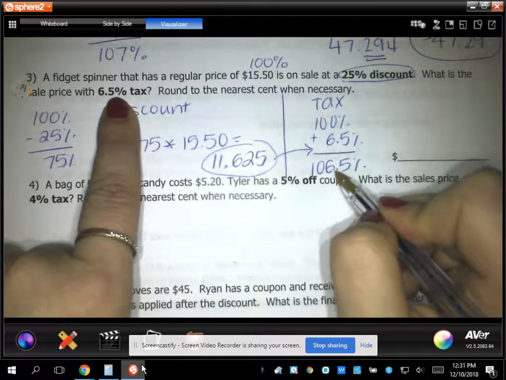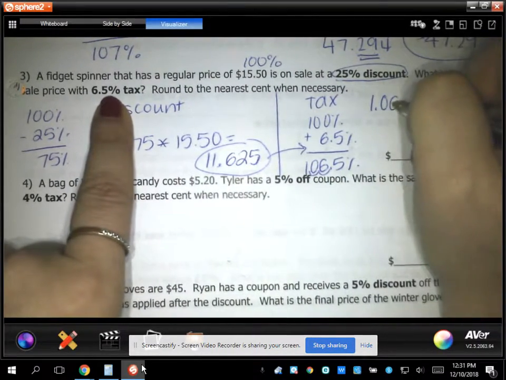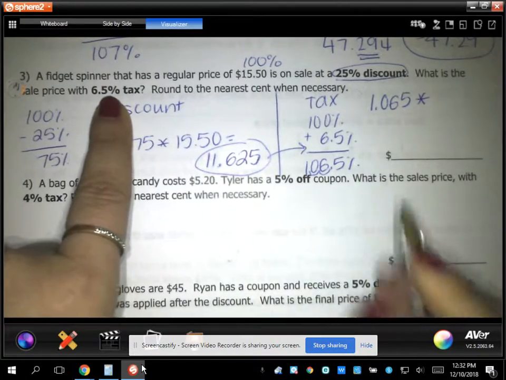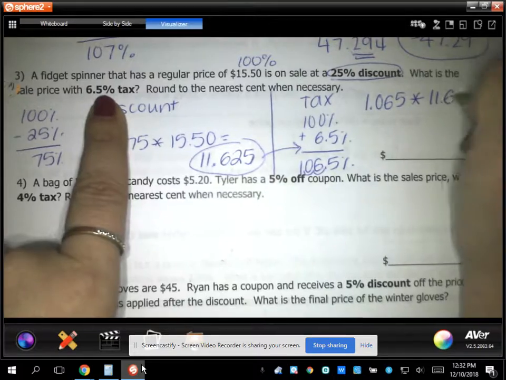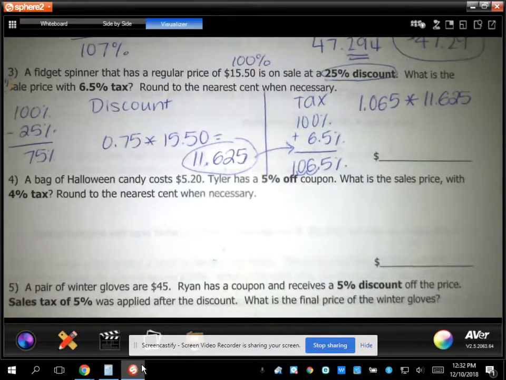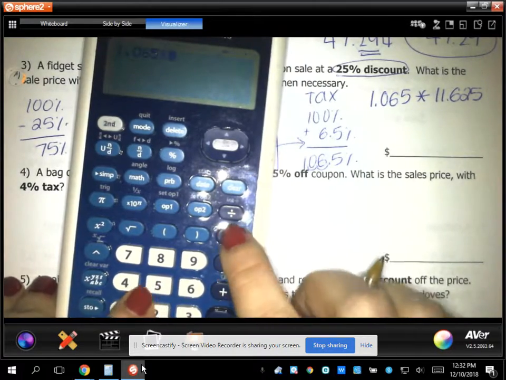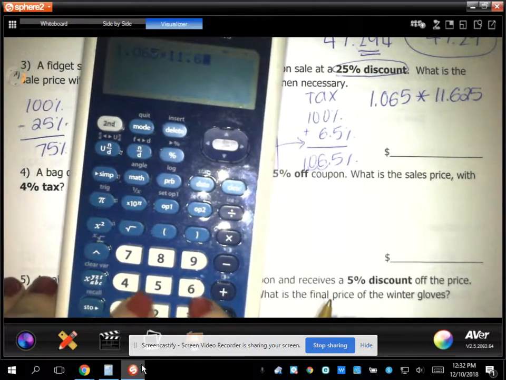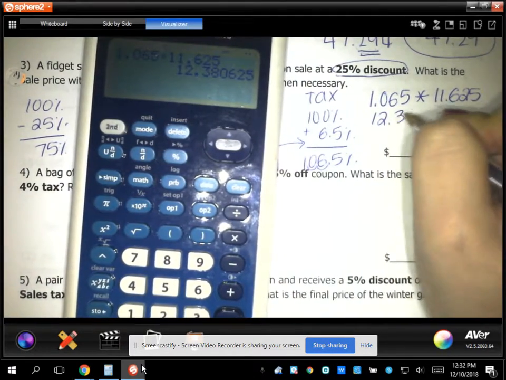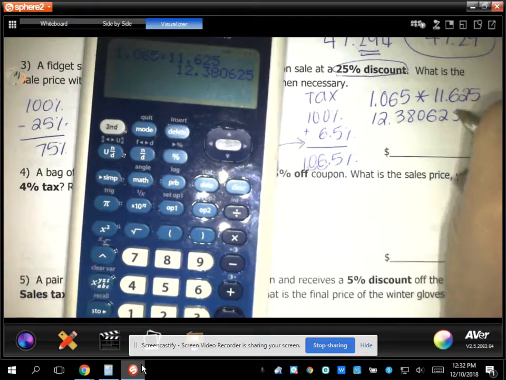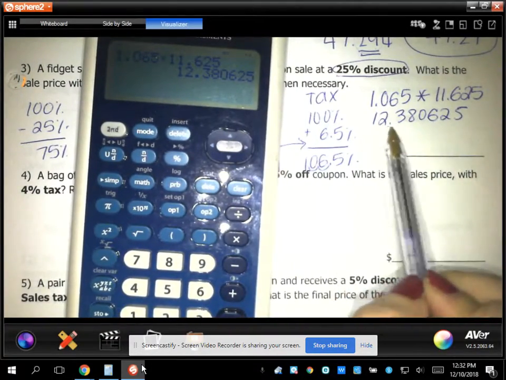106.5% as a decimal means I have to move over the decimal twice. So that's 1.065 times my sales price, $11.625. So 1.065 times 11.625, I'm going to get this number, 12.380625. Your calculator didn't cut this off. That's why I wrote down all the digits.